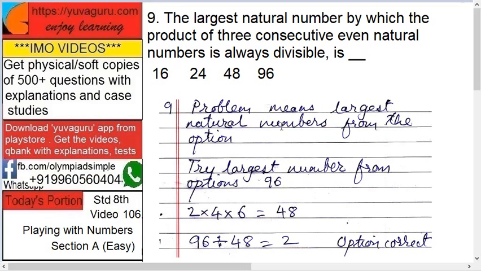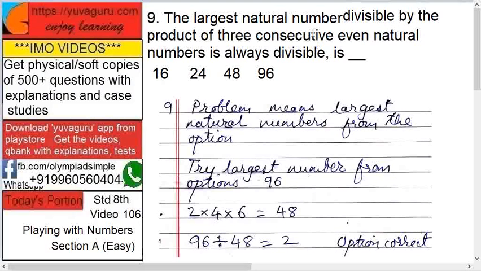this condition. The condition means the problem means you have to only check the options. Okay, so the largest natural number is required. So try the largest natural number from these options. 96. Okay, so what, the number by which the product of three consecutive even natural numbers is always divisible.